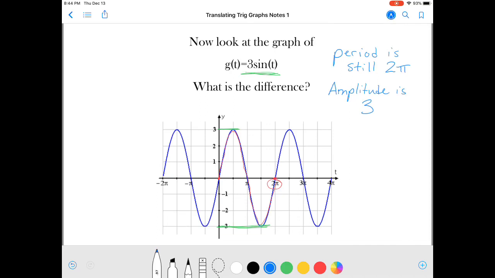What do you think caused the change in amplitude in this graph? You see there's that 3 before the sine. So when you have a number multiplying by the sine, that's going to change the amplitude. If the number is greater than 1, the graph is going to get taller, like in this case where the number is 3. If the number is less than 1, like if it's a fraction, then the graph is going to get shorter.